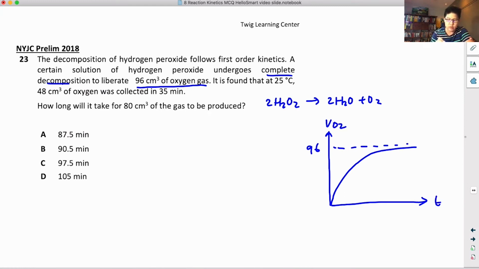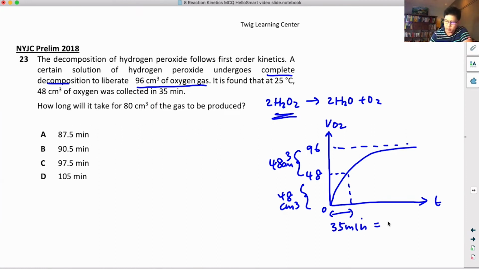They say it was found that 48 cm3 of oxygen was collected in 35 minutes. You notice 48 cm3 is the halfway mark. From 0 to 48, 48 cm3 evolved, and from here another 48 cm3 will be evolved. So 48 is the halfway mark. It also means that half of the H2O2 has already reacted. So if you have that in mind, you'll realize that 35 minutes is actually your half-life.